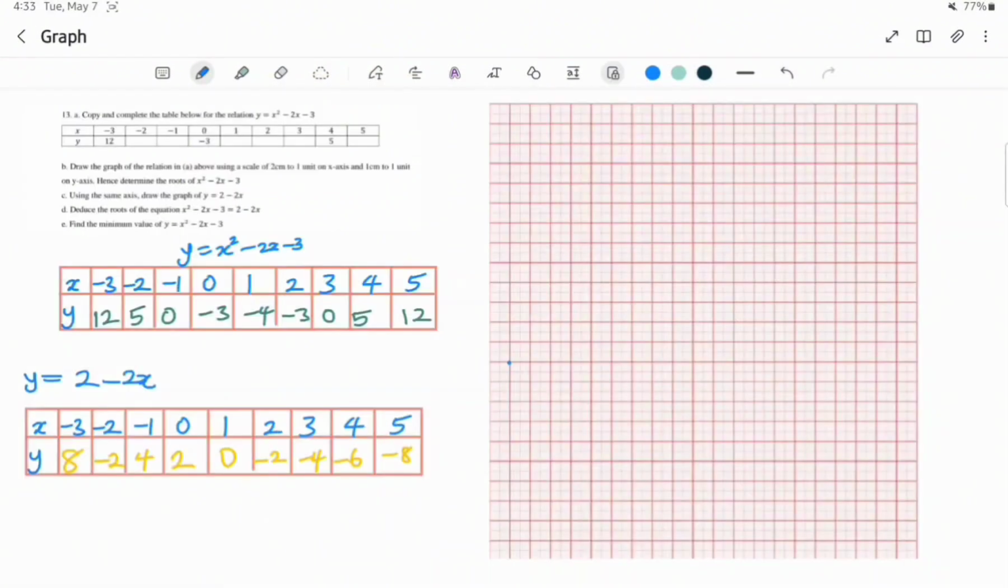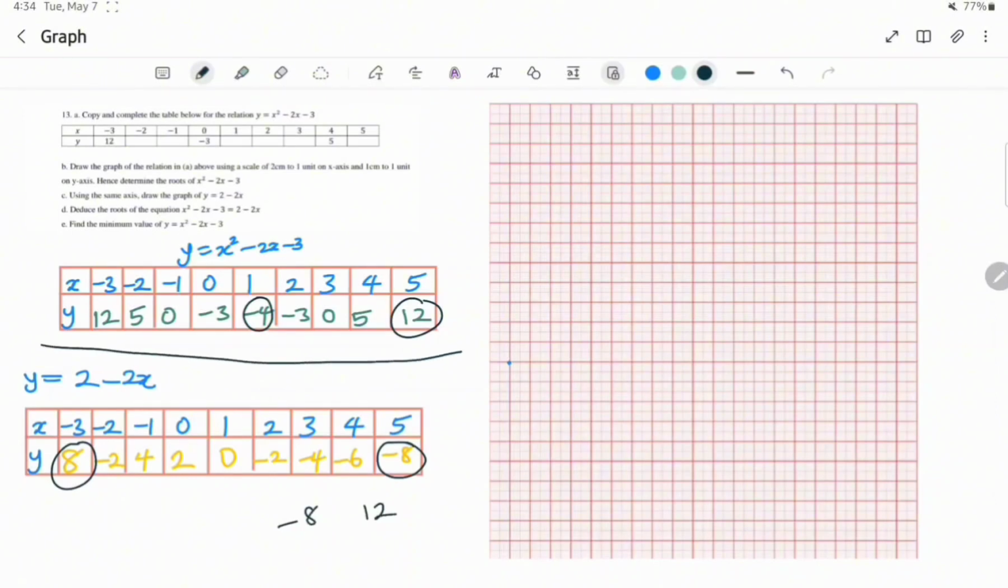For the quadratic graph, we'll see that the minimum value of y is -4, right? Which is this right here. And the maximum value is 12, right? But for the linear equation, the minimum value of y is -8 and the maximum value is 8. So what you are going to note on your graph is going to be from -8 to 12. If you consider just this quadratic equation, you will realize that after drawing your graph, you need to clean it again when you want to draw the linear graph. So you need to consider this first before doing anything on your graph sheet.